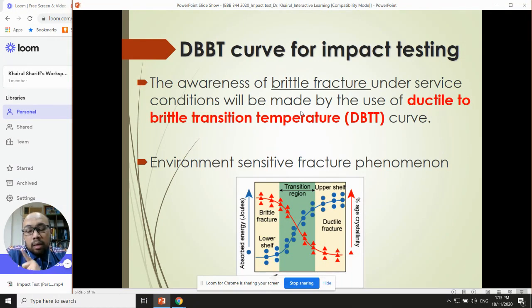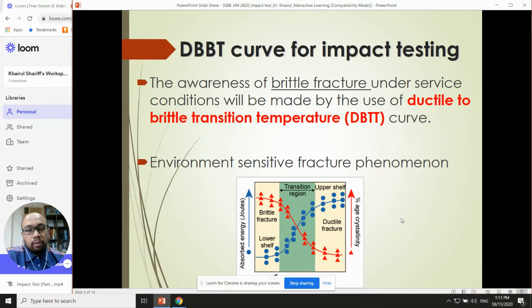That's why the DBTT curve comes in. From this DBTT curve, we can see the change from ductile to brittle material versus temperature. In simple words, for this DBTT curve, what parameters do we obtain? Number one, the absorbed energy. Number two is the crystallinity percentage. What is the meaning of this? This one you should find out.